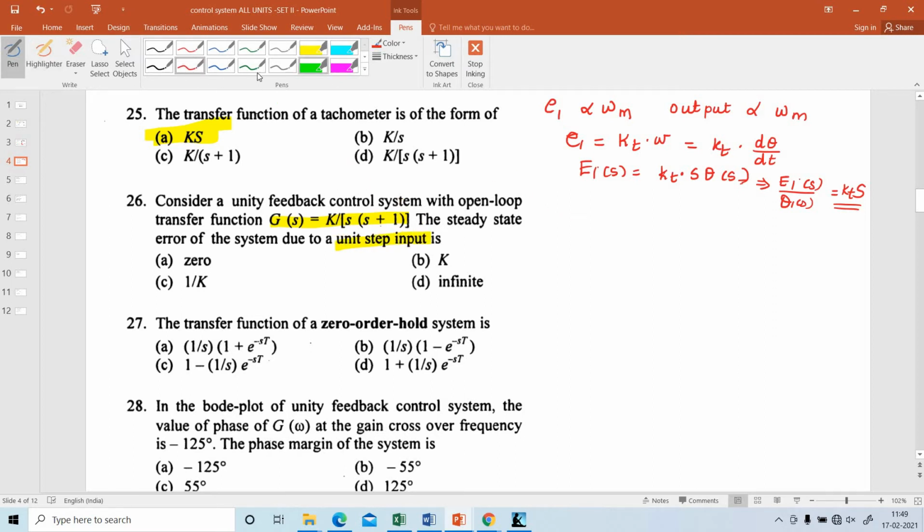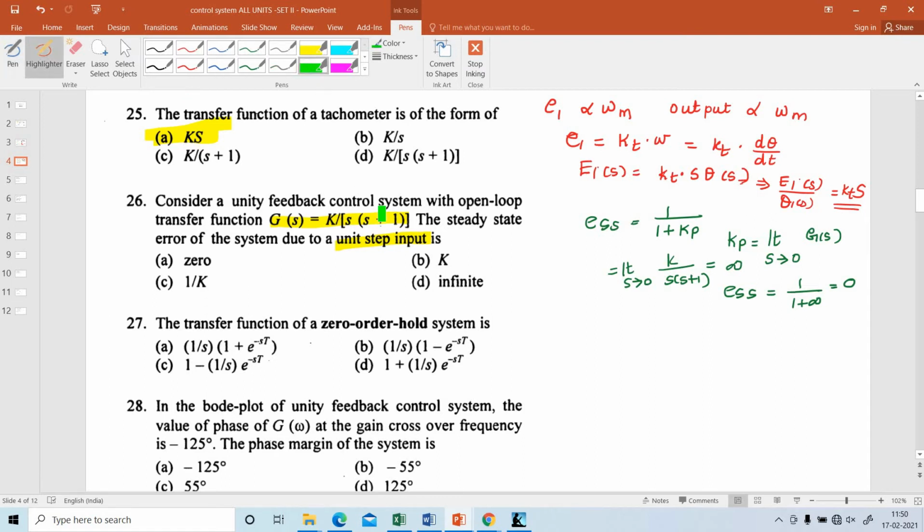So first of all, I am going to write the steady state error due to step input. ESS is equal to 1 divided by 1 plus Kp. And what is Kp? Kp is the positional error constant. How to find this? Limit S tends to 0 of G of S. What is G of S here? G of S is equal to K divided by S into (S plus 1). Put S equal to 0 here. 0 into anything is 0, so K by 0 equals infinity. So ESS is equal to 1 by (1 plus infinity), so the answer is 0. Option A is the correct answer.